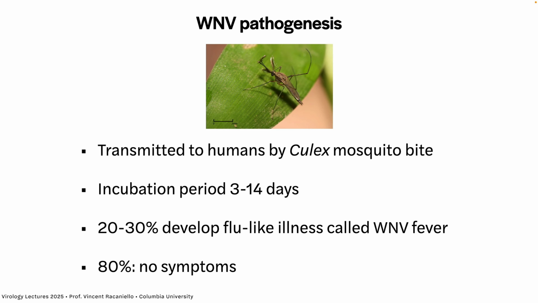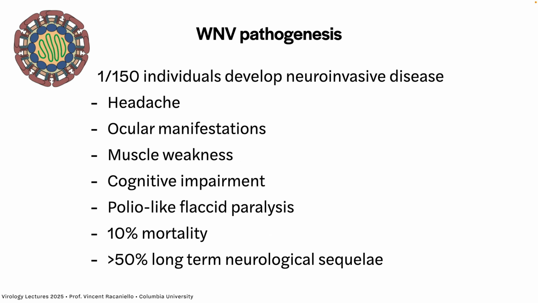3 to 14 day incubation period. 20 to 30% of people develop a flu-like illness called West Nile fever. 80% of people have no symptoms. There's no reason to talk about shedding here because we don't shed and mosquitoes don't pick it up from us and spread it to anyone else. 20 to 30% of people, flu-like illness, fever, malaise, etc. But 1 out of 150 develop neuroinvasive disease.